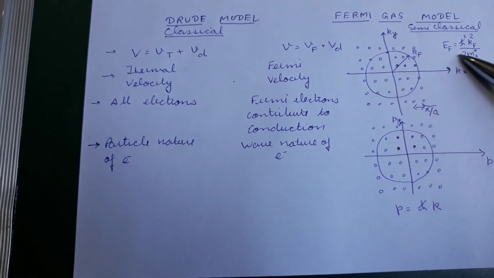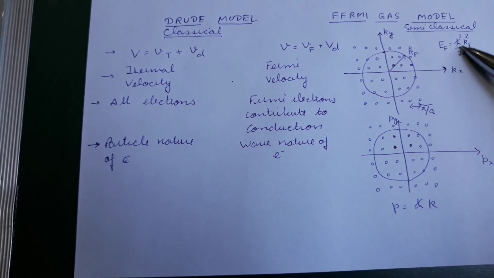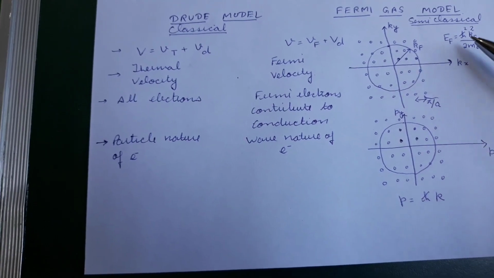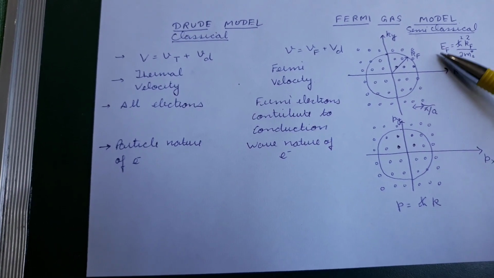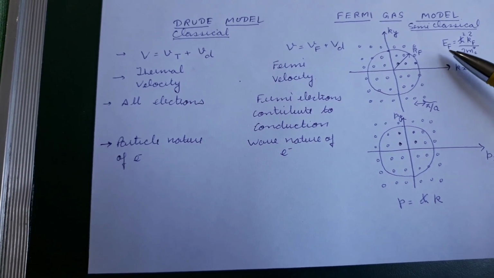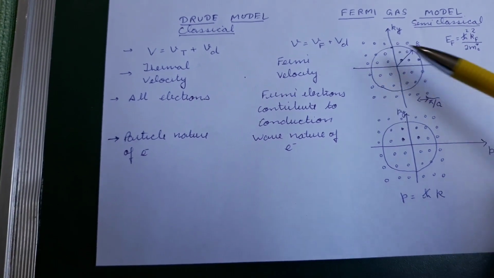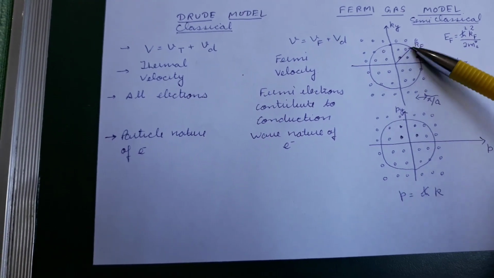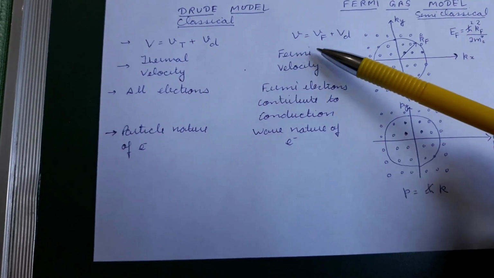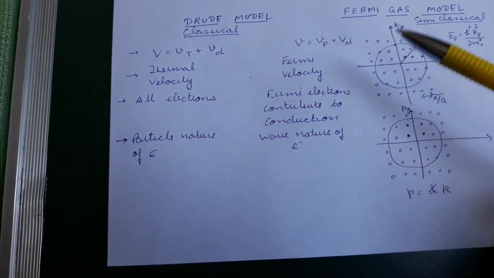And it will follow this equation where Fermi energy will be given by h bar square k square upon 2me. So in K space, the equal energy surface will give you the maximum energy, the Fermi energy, and the magnitude of it in terms of K will be Kf. So from here we can find the Fermi energy and the corresponding Fermi velocity. So the maximum energy electrons will have Fermi velocity.